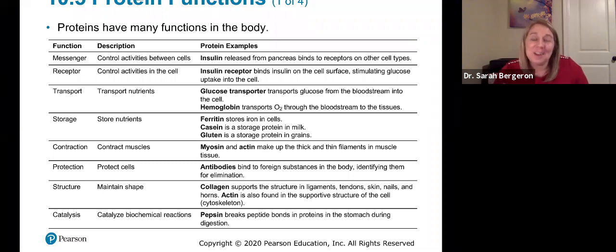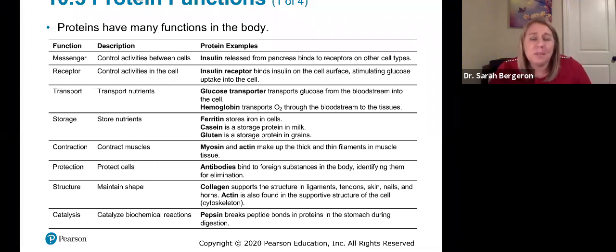Protection. Antibodies. Oh my gosh, antibodies are so important. Antibodies are always on the hunt. You should have certain things inside of your body that make you, that make me Dr. B. And if anything comes into my body that is foreign, then antibodies should bind to those foreign substances. And that's like a red flag that says, hey, immune system, you need to come and break these down, eliminate them, get rid of them, right?